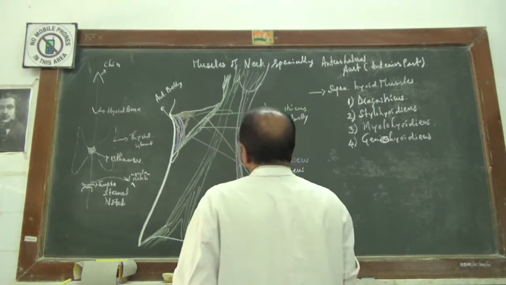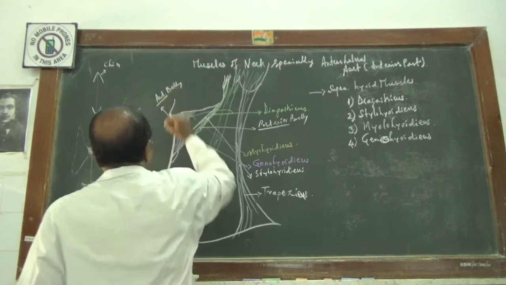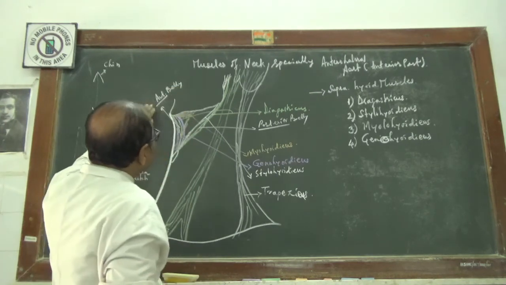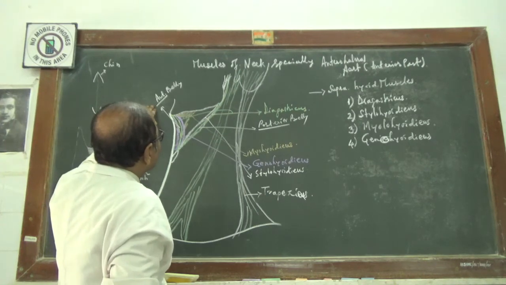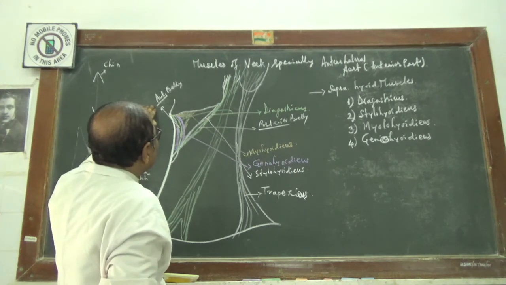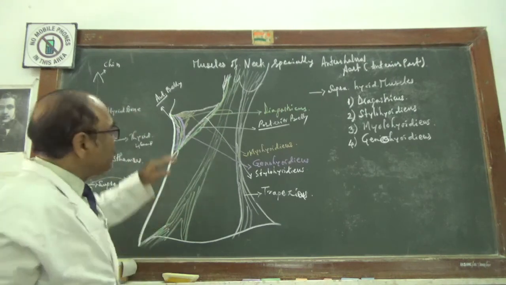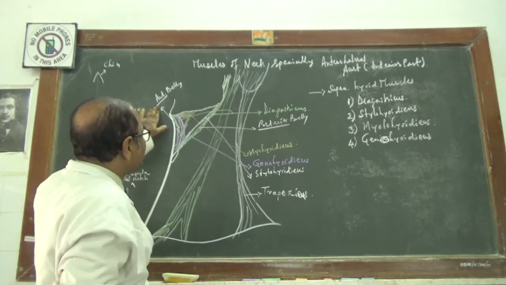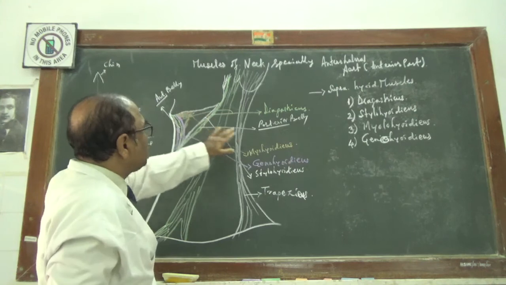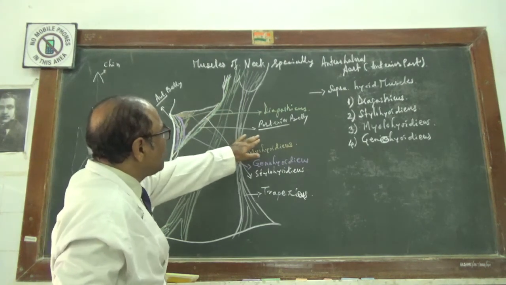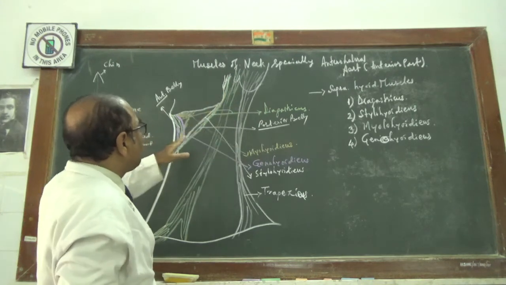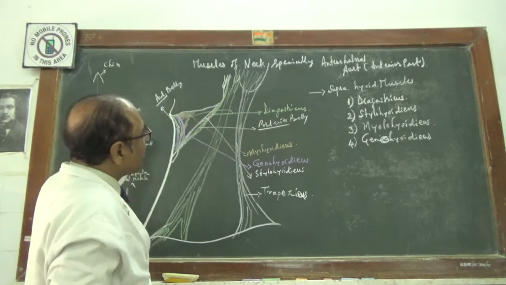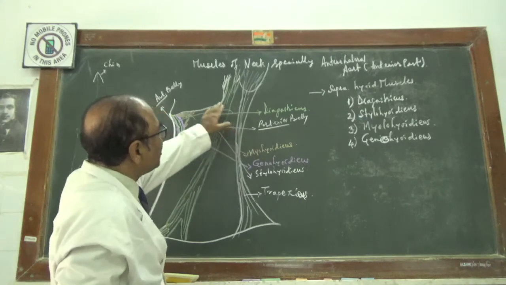One is the posterior and another is the anterior. Now let us take the anterior belly of the digastric, the anterior belly of the digastric and the posterior belly. Now, as we are coming from the back to front, first and foremost we will take the posterior belly.